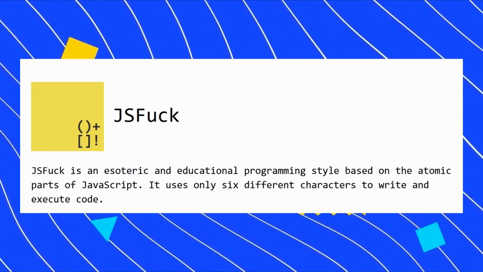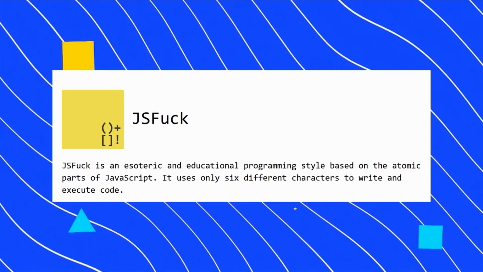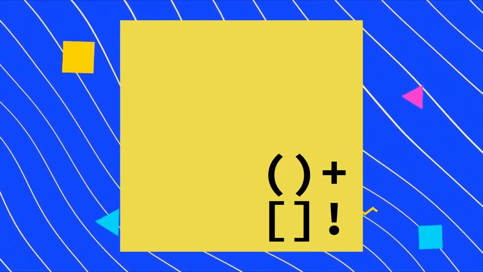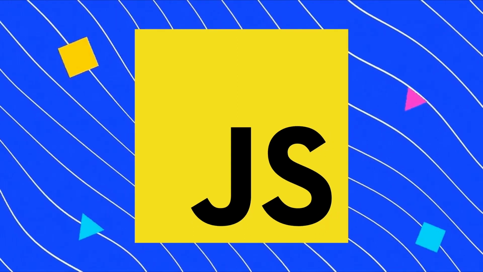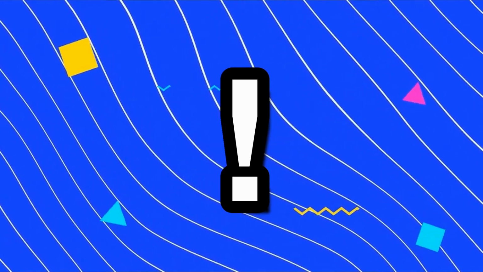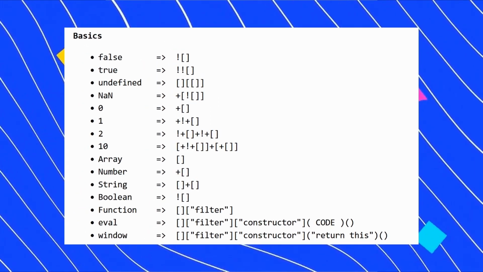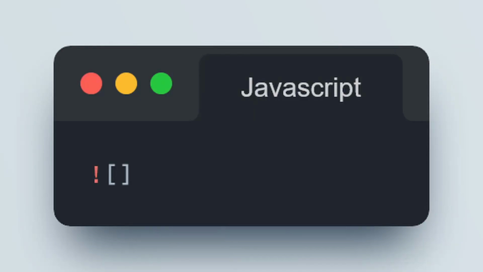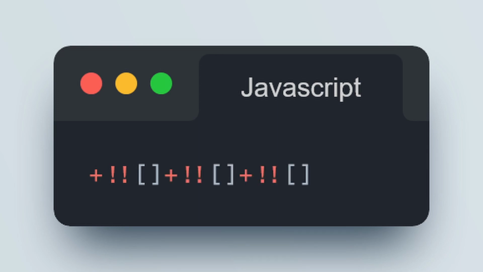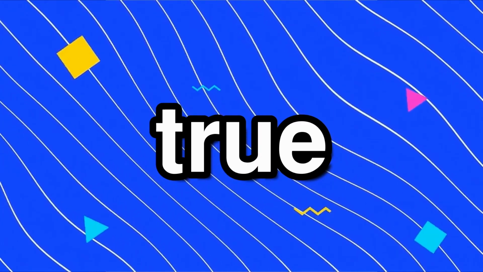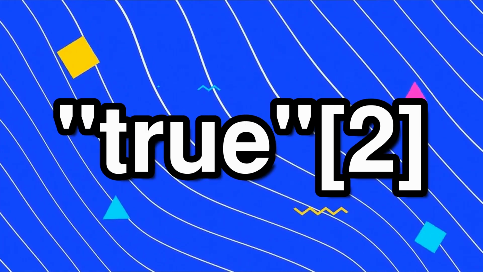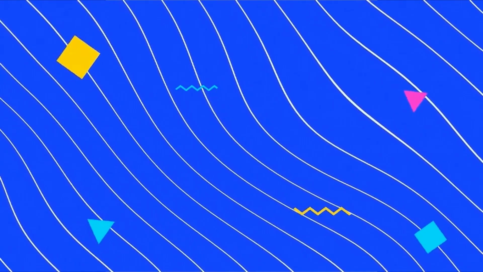JSFuck. According to its website, JSFuck is an esoteric and educational programming style of JavaScript. How educational is it? You'll see. JSFuck takes advantage of the JavaScript interpreter to create a new way of writing JavaScript code using just 6 characters: plus, exclamation, round brackets, square brackets. By combining these characters in different ways, you can write any code in JSFuck. For example, exclamation empty array returns false and exclamation exclamation empty array returns true. Plus exclamation exclamation empty array gives 1, and repeating this can give you any number, like plus exclamation empty array 3 times gives 3, plus empty array gives 0. By using the string conversion property, you can cast true or false to a string "true" and "false", and then use the indexing to reference any letter to get it, and its complexity increases from here on.